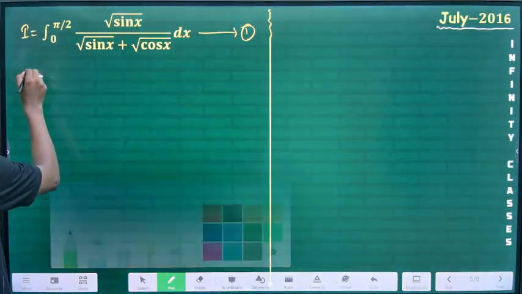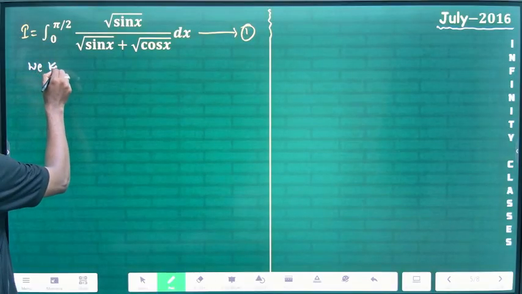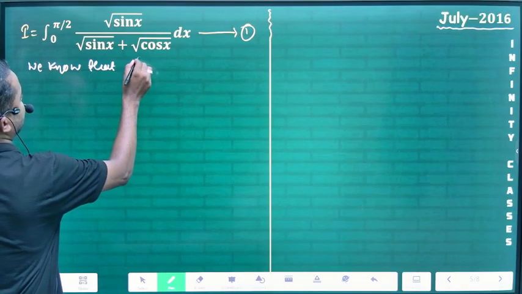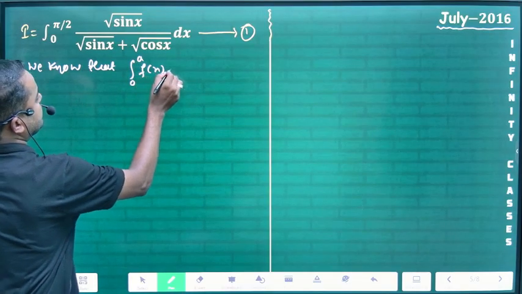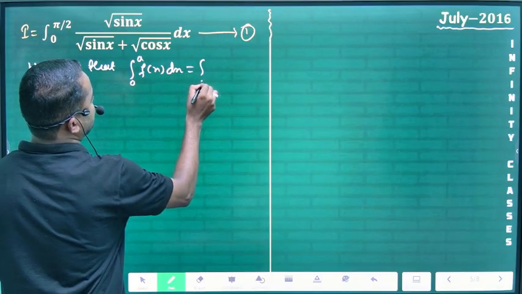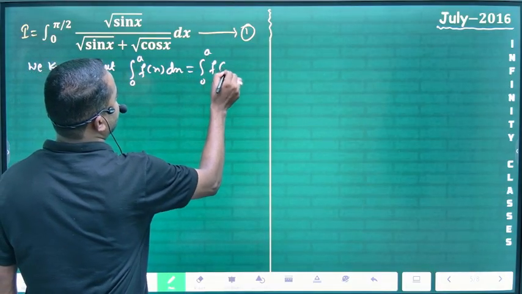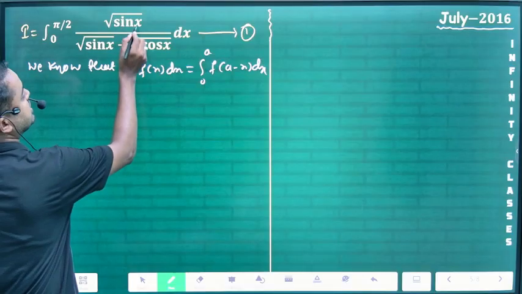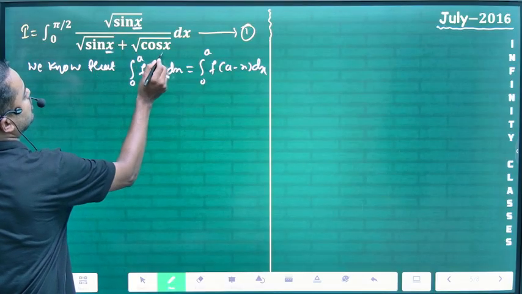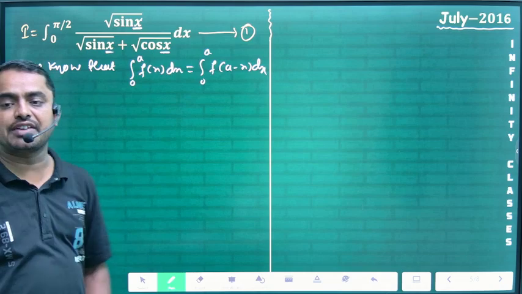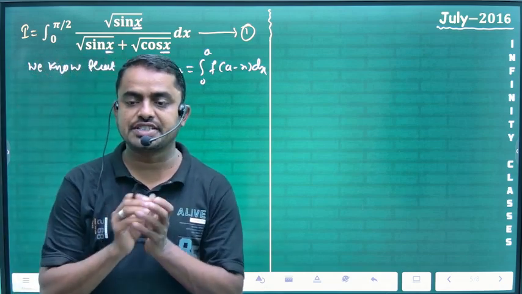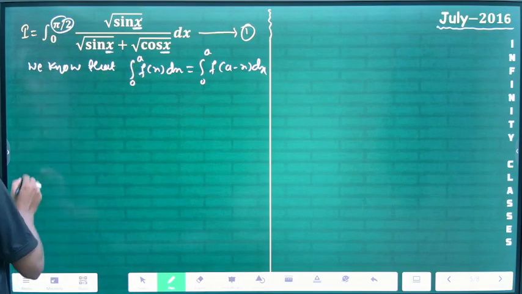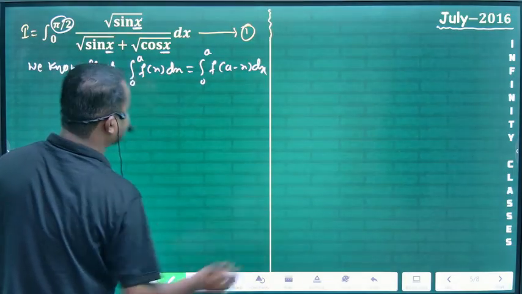We know that the integral from 0 to a of f(x) dx is equal to the integral from 0 to a of f(a minus x) dx. So we are applying the property, meaning we change x wherever x appears in the given integrand. What is the value of a here? A means 5π/2, so 5π/2 minus x.